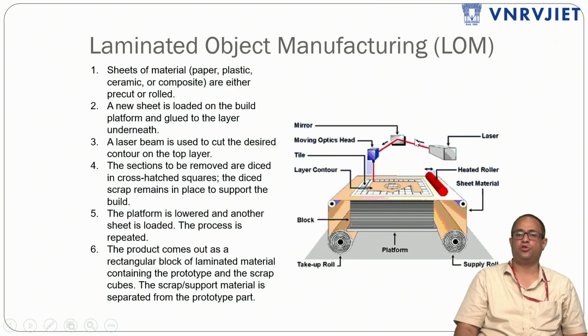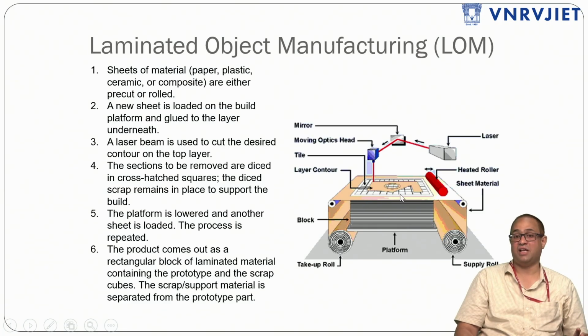The CO2 laser draws the first layer and cuts the entire sheet. The remaining portion, wherever the laser is not cutting, is sliced into a series of squares. The other name for this is dicing. Those dice act as supports for the part which is being built. The extra portion which is not cured by the laser is sliced by the laser.